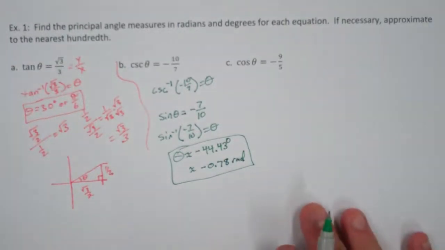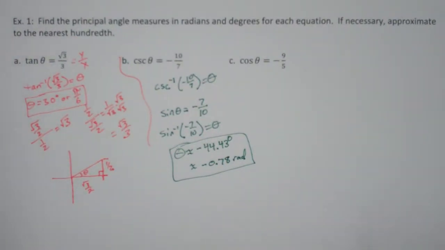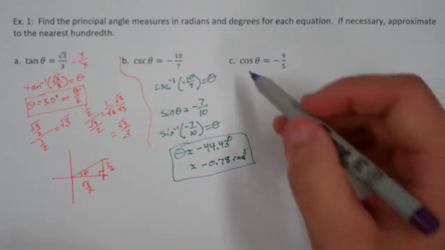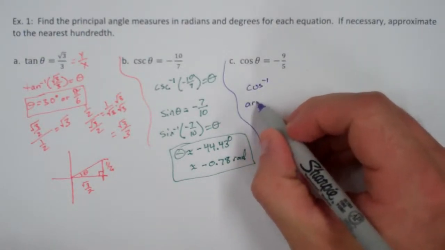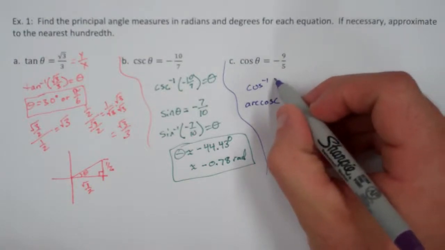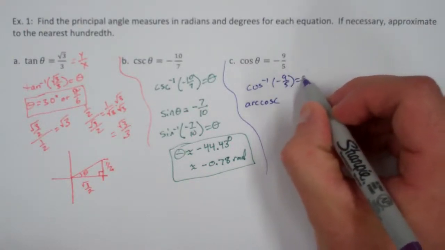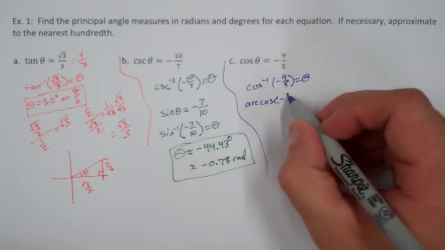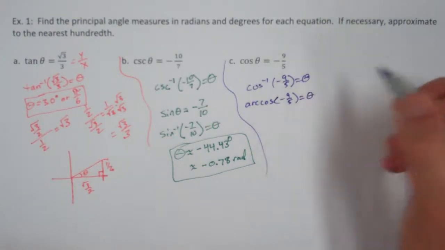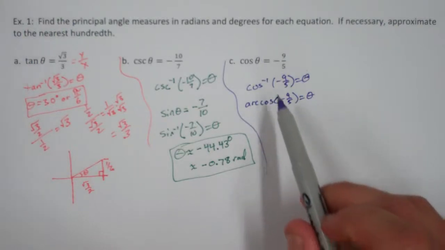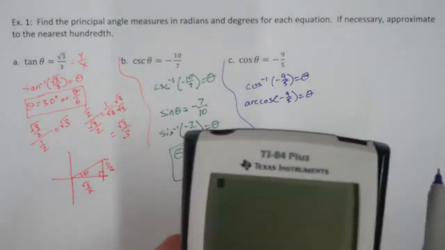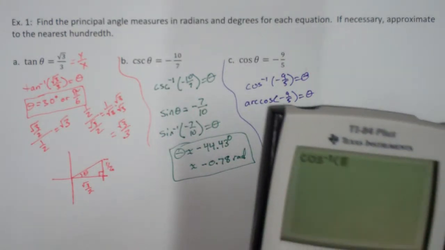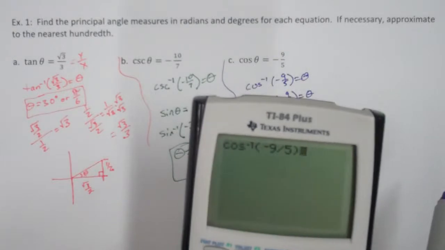One last part to do here, part C. See if we can figure this one out. This one looks relatively easy. We've just got a little cosine there, no big deal. So we'll write our inverse cosine. Remember, that could also be written as arc cosine, same thing, of the ratio to give us the angle. So you could do arc cosine of negative 9/5, and that will give us the angle. Our calculator doesn't have that, but I want you to know that that does exist. Let's clear this out of the calculator, and let's do the inverse cosine of negative 9 divided by 5.